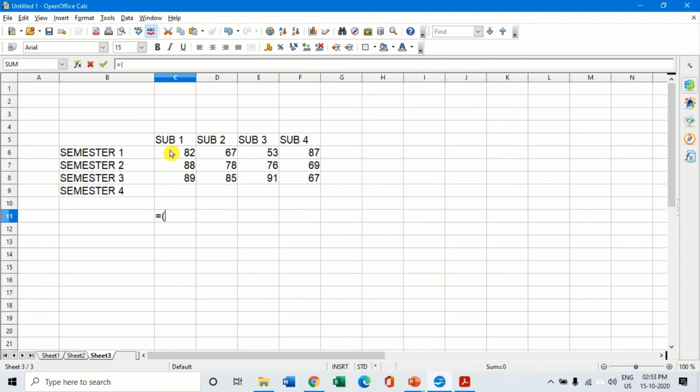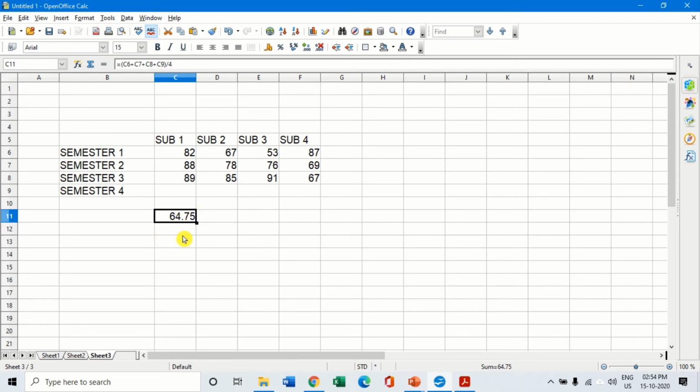What is the formula for the percentage? You have to enter all the marks, that is semester 1 plus semester 2 plus semester 3 plus semester 4, divided by 4. That is the percentage, right? So as of now the student is getting 64.75%.